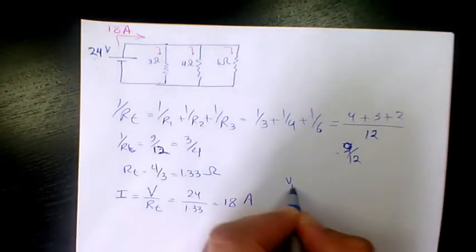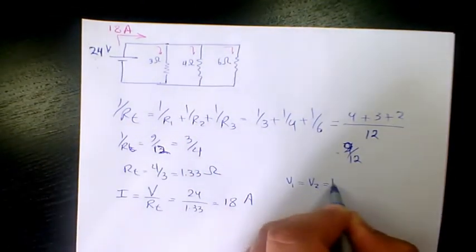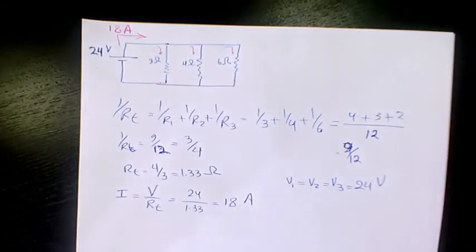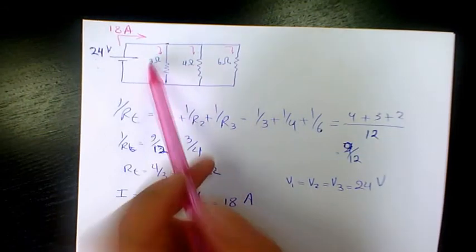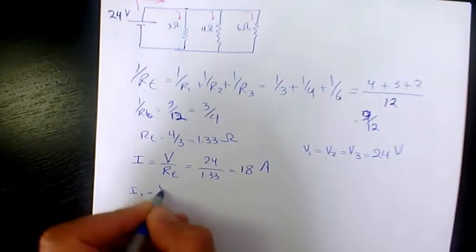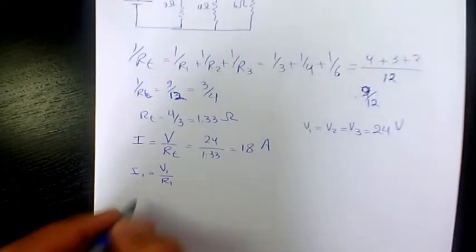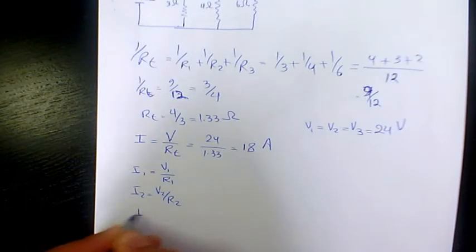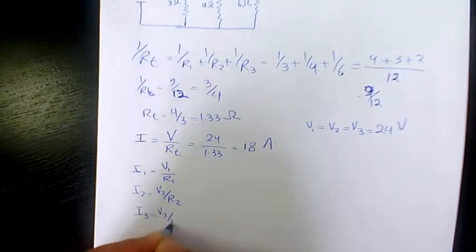So V1 equals V2 equals V3. That's going to be equal to 24 volts, 24 volts, 24 volts. So I1 is going to be V1 over R1. I2 is going to be V2 over R2. I3 is going to be V3 divided by R3.